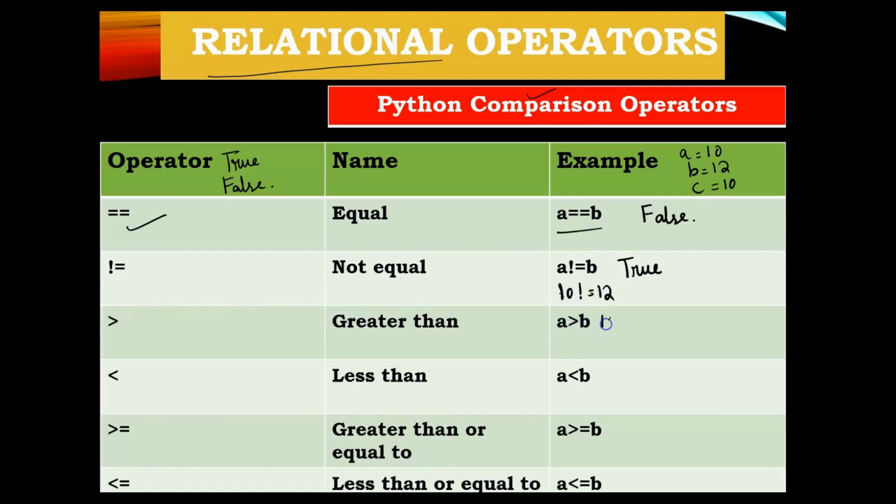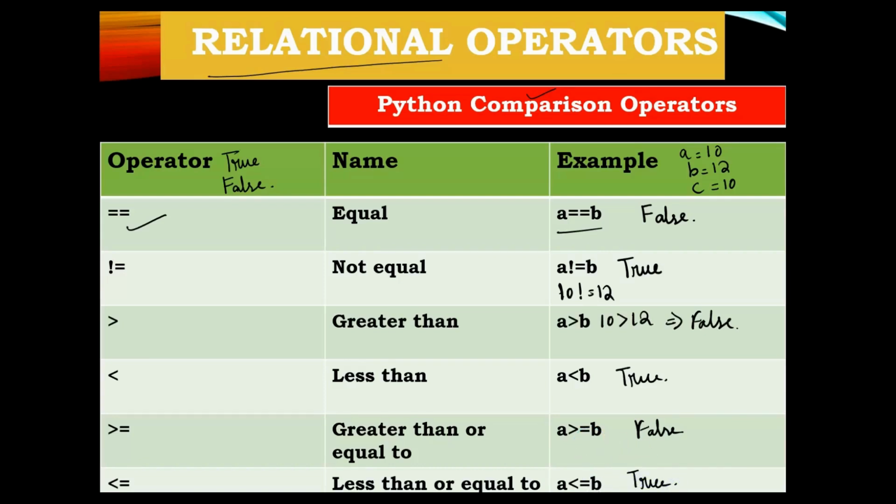The next one is the greater than symbol, A greater than B. That means 10 is greater than 12, so your answer is false here. Likewise, less than symbol, A is less than B, which is true. And A is greater than or equal to B is false again. And A is less than or equal to B, yeah, it is true.